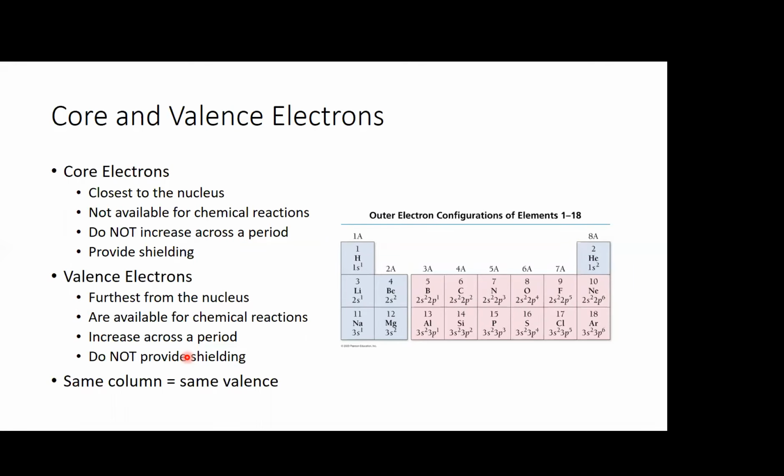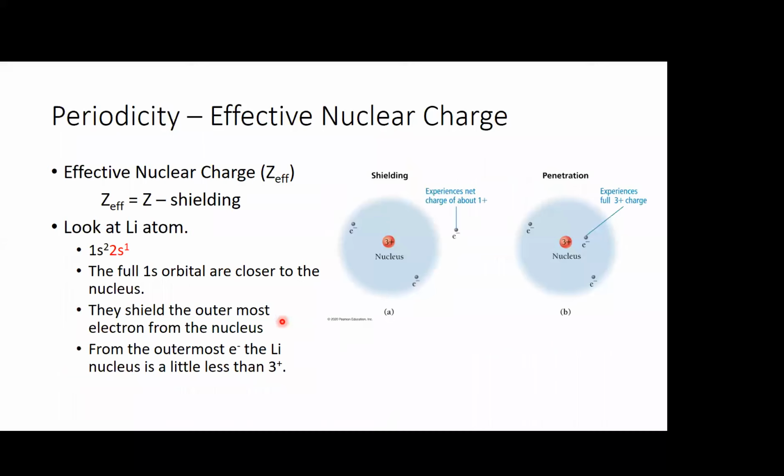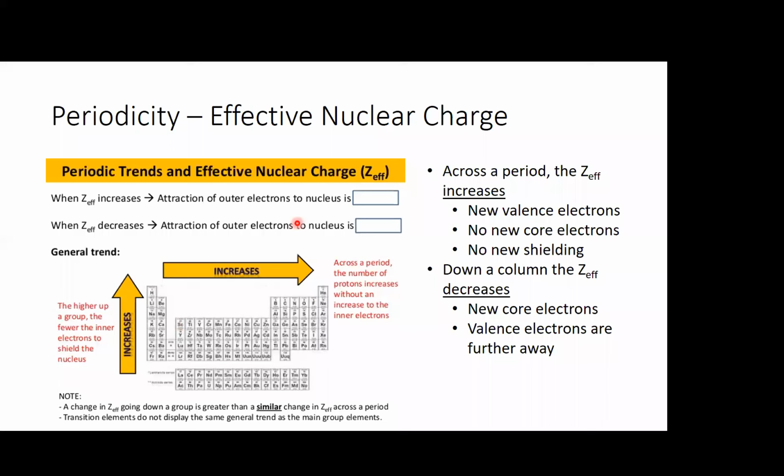So the effective nuclear charge as we go across the periodic table increases, because as we go across the periodic table, we are increasing the number of protons, not increasing the number of core electrons, and so Zeff ends up going higher. So here the number of protons is increasing, this is not, so Zeff increases. And the main way to sort of remember that is we keep getting new valence electrons, which do not provide shielding. We're not getting new core electrons, which do provide shielding. So there's no new shielding going from left to right, so our effective nuclear charge goes up.